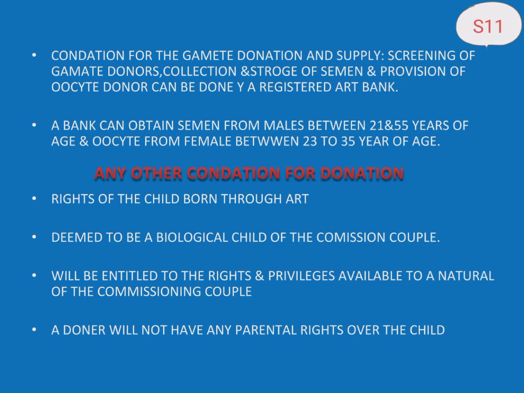These two conditions also go along. Rights of the child born through ART also have to be maintained. The child born through ART will be deemed to be the biological child of the commissioning couple. Let's take an example of what a commissioning couple is. If any couple A and B is looking for ART and they conceive a child through mother X, then A and B are the biological parents of the child, not X.